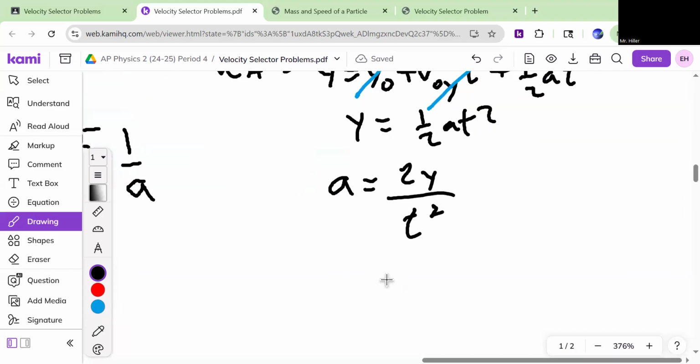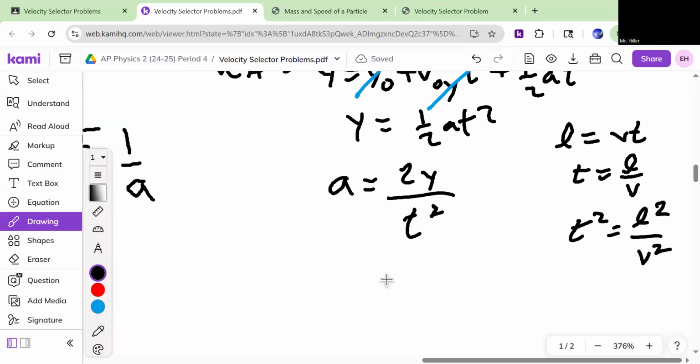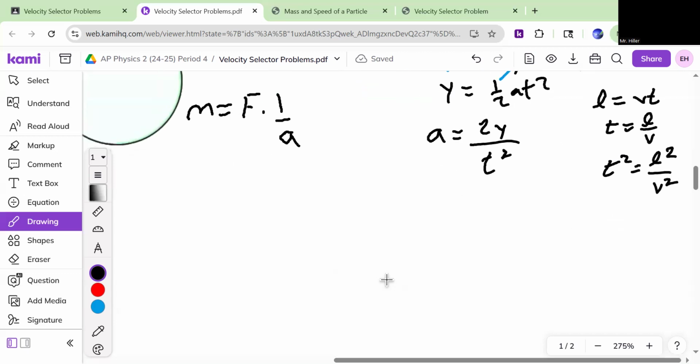So I know that L is equal to v times t from the horizontal equation. So t would be equal to L over v. But I want to substitute for t squared. So t squared would just be L squared over v squared. So I would get a equals 2y over L squared over v squared.